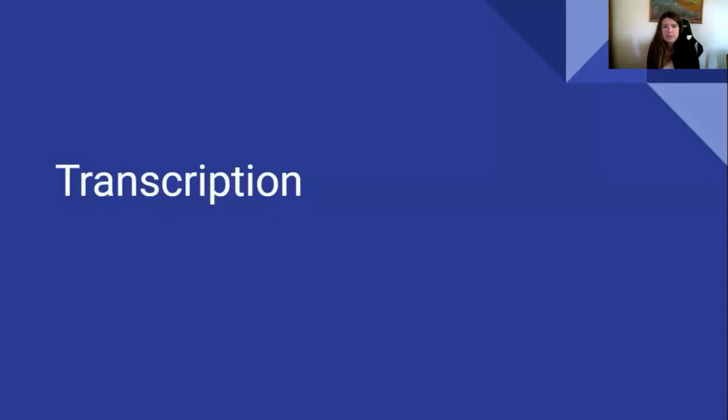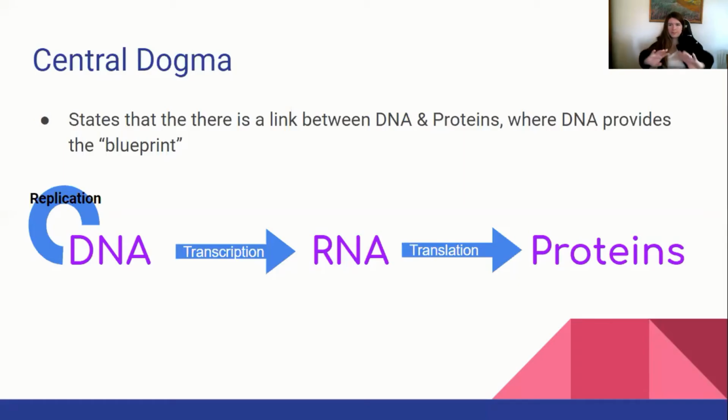So for our next topic, we're going to talk about the link between DNA and the nucleus and actual visible traits we see in the world. We're going to start with something called transcription. Okay, so transcription is the first step of something called the central dogma.